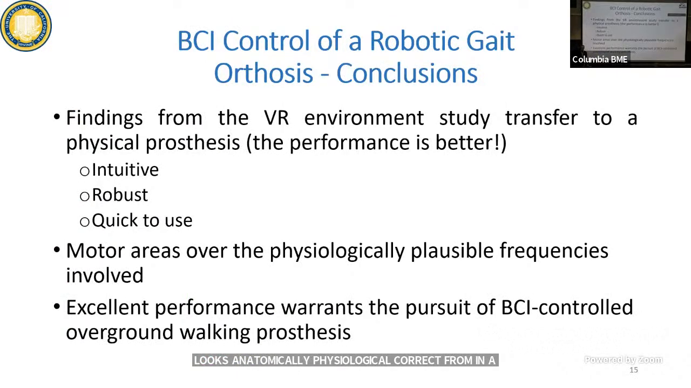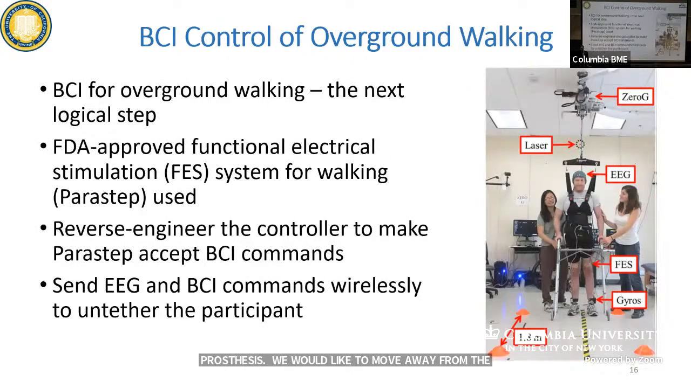So in conclusion, these findings from the virtual reality environment do transfer to a physical prosthesis. In fact, you can argue that the performance is even better. We retain those design specs: intuitiveness, robustness, quick to use, and motor areas over the physiologically plausible frequencies are involved. Such excellent performance warrants the pursuit of a BCI-controlled overground walking prosthesis, where we would like to move away from the treadmill and see if the person can walk freely across the room. And that's the next study that we did.